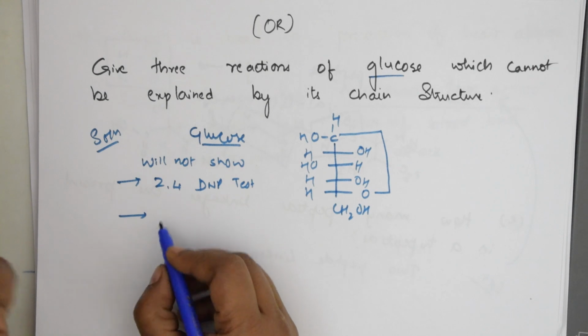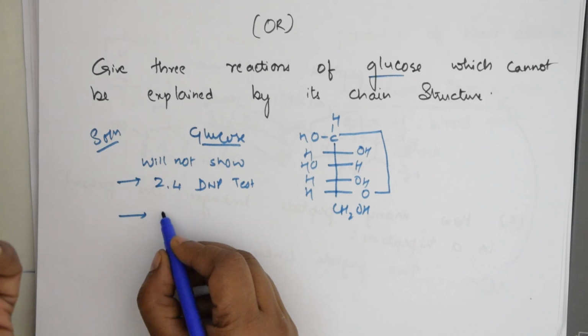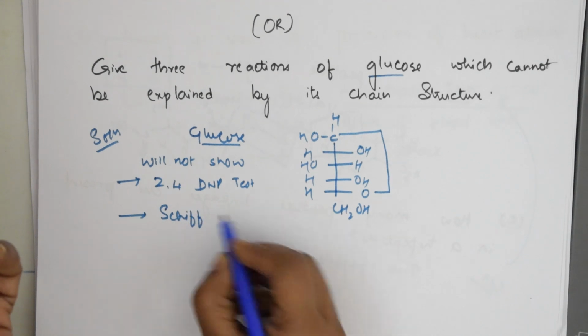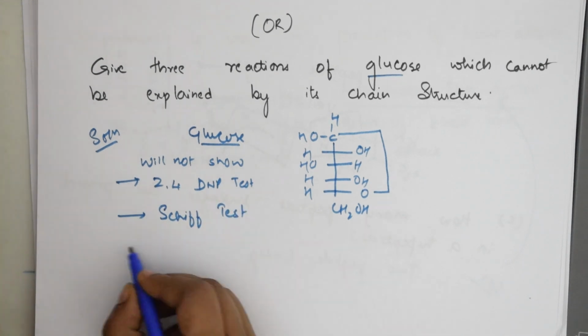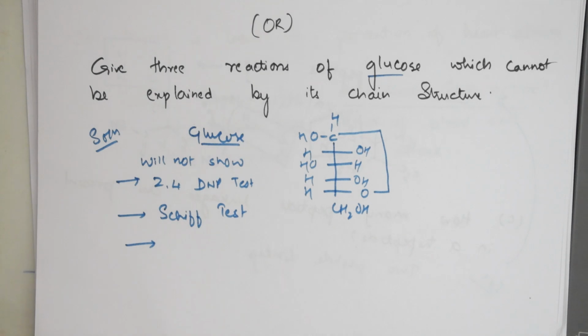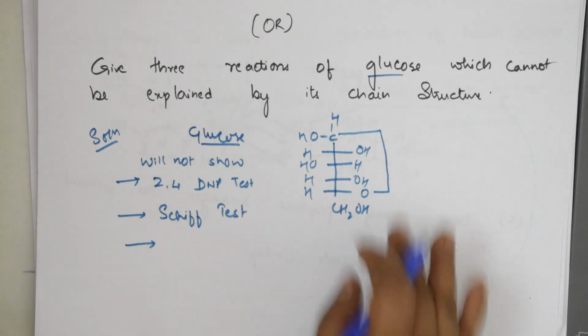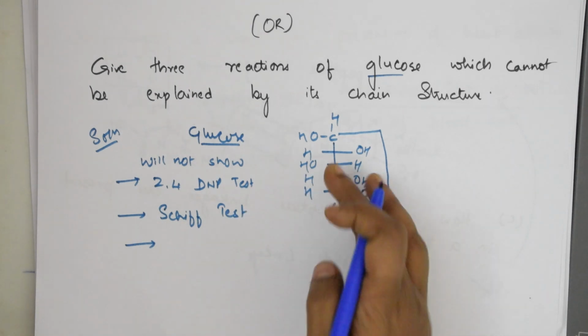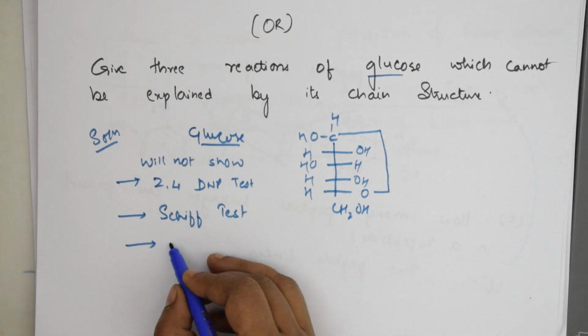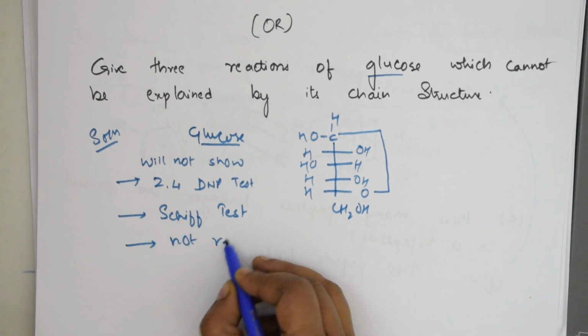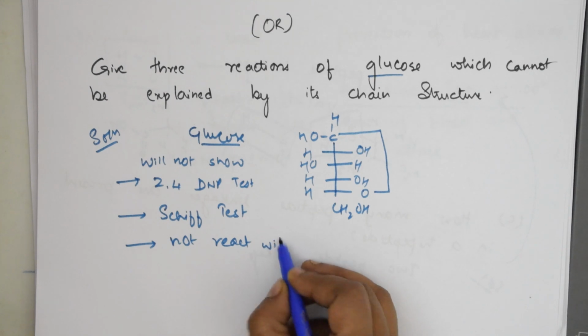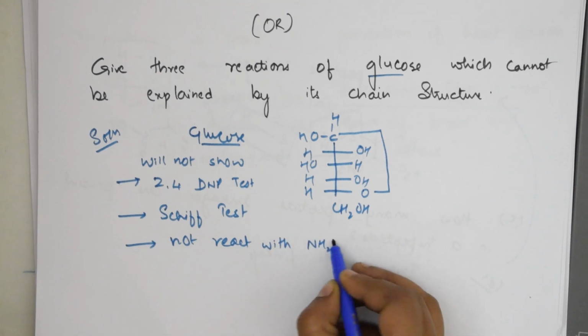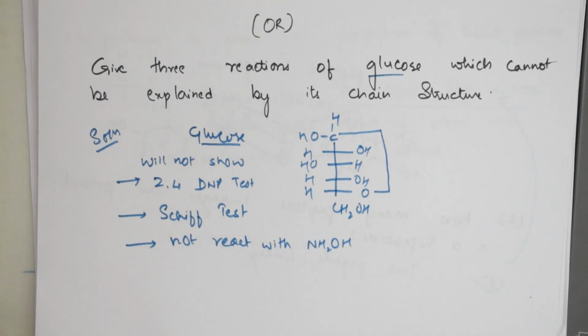Then it will not show Schiff's test, a positive Schiff's test, which is characteristic. And the pentaacetate, whatever is there, here it is the pentaacetate, isn't it? It will not react with hydroxylamine, NH2OH. This is also specific to your aldehyde.